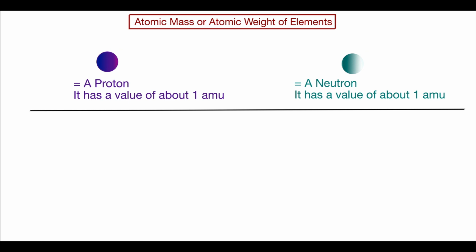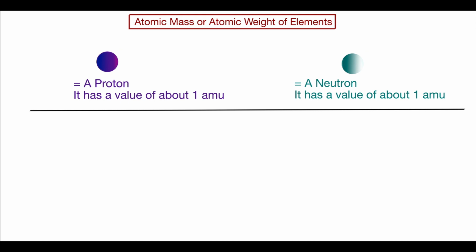Note that atoms are composed of protons and electrons and neutrons, yet neutrons and protons are roughly the same weight and size. Electrons are so small in comparison to the neutrons and protons that they're not even taken into account in calculating the atomic mass of an element.